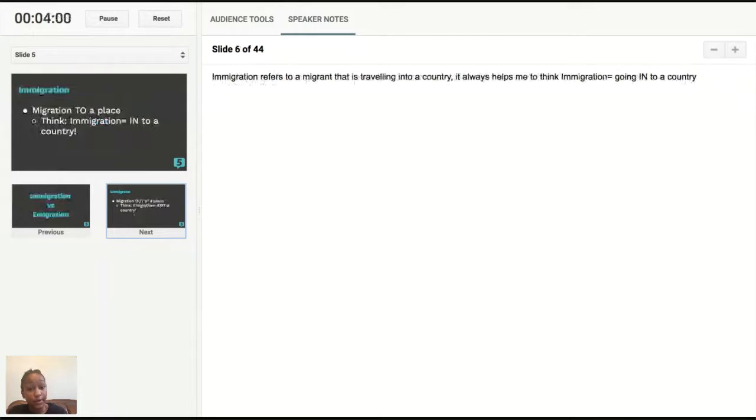Okay, so immigration. This refers to a migrant that is traveling into a country. It always helps me to think immigration is going in. You have the I there. That's just the way I remember it. But anytime someone travels to a place, that would be considered immigration. So we have immigrants that come into the US. That's an immigrant.